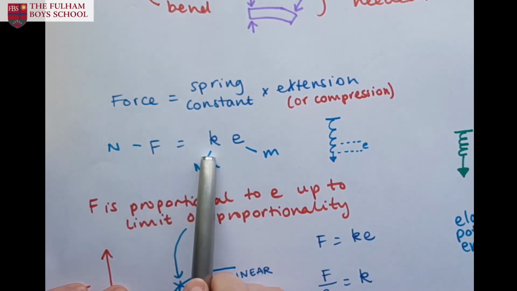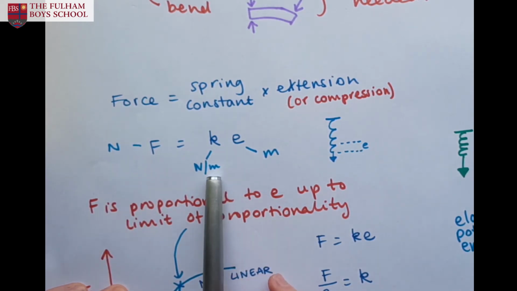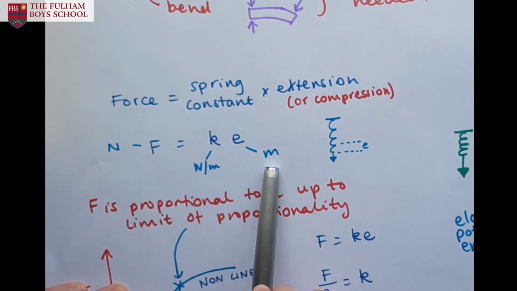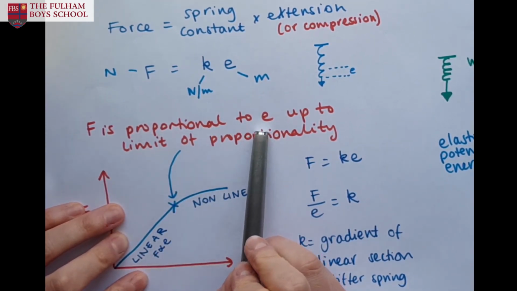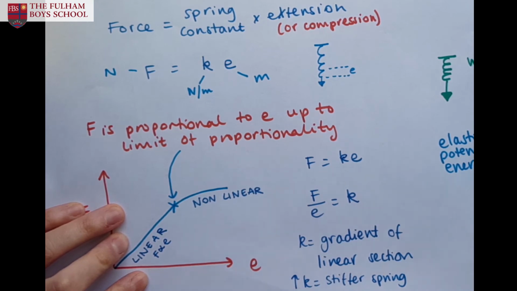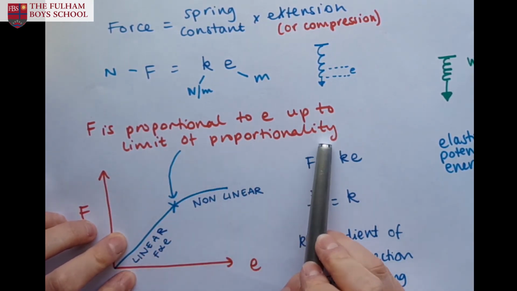Force is equal to spring constant times extension. Spring constant is given as k, extension is e. Force is measured in newtons, spring constant in newtons per meter, and the extension is measured in meters. Now, this equation tells us that force is proportional to the extension, as in you double the force, you double the extension, you triple the force, you triple the extension, but only up to the limit of proportionality.